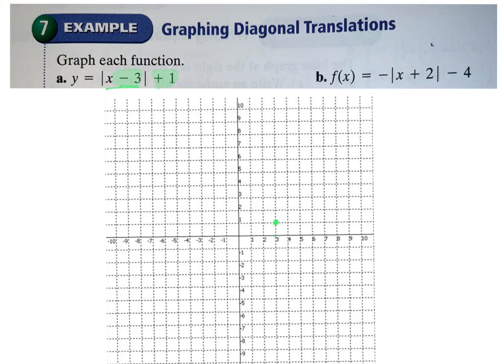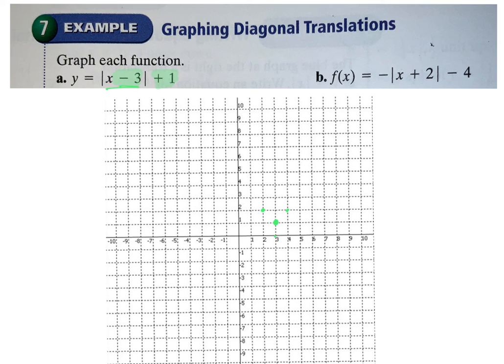Now, if we had done this, we would have done -b over m. That would have given me 3 over 1, which is 3, and then my y value would have been 1. And you can see, there we go, there's my vertex. And so using the translations does the same thing as -b over m. It's the same thing. Looking at my slope is 1. And so this graph is going to look just like that.